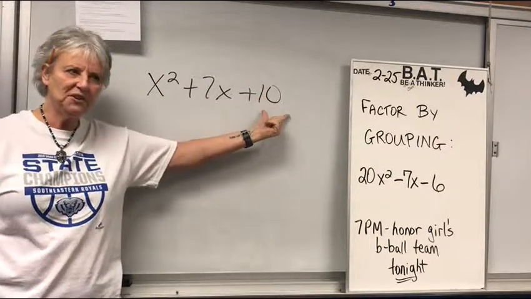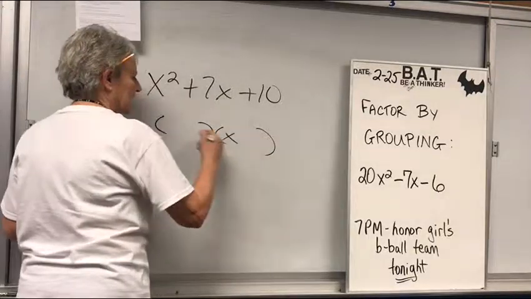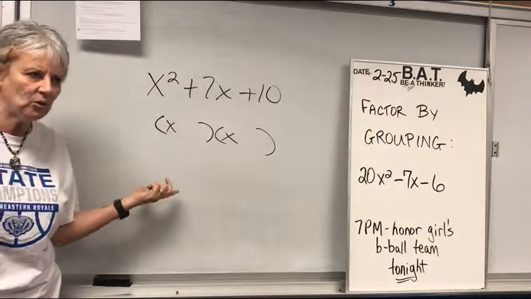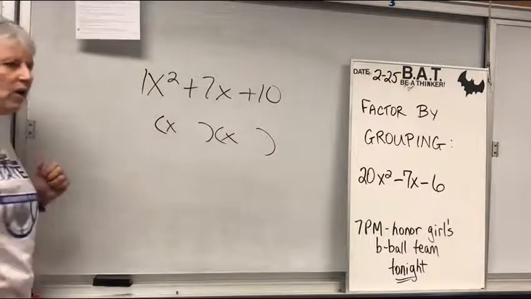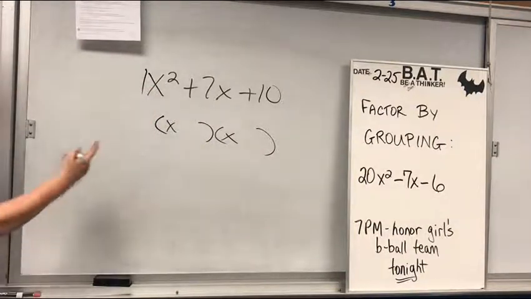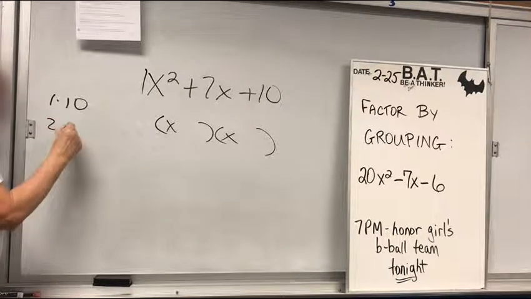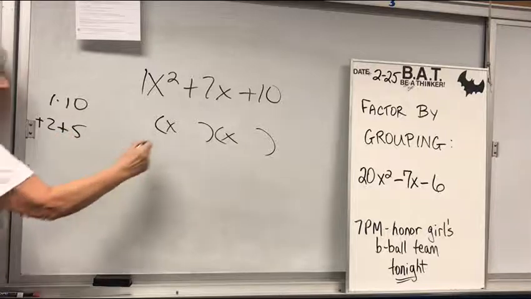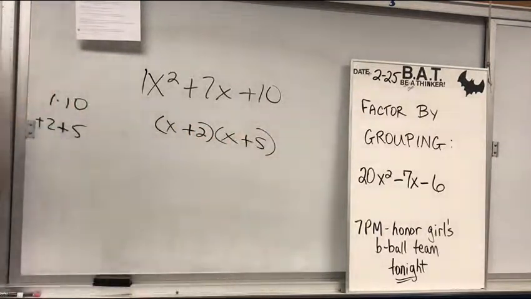So all you have to do is look at the 10. Immediately start like that. There's nothing else that's going to give you x squared. So the x and the x are set when this is a 1. Now, what factors of 10 give me a 7? Positive 2, positive 5. We're done. That's it? That's it.